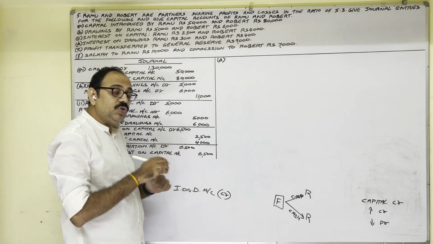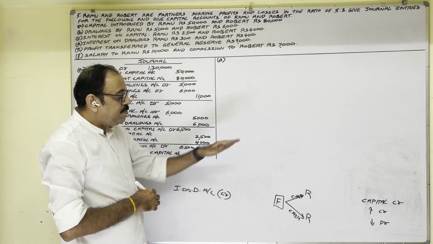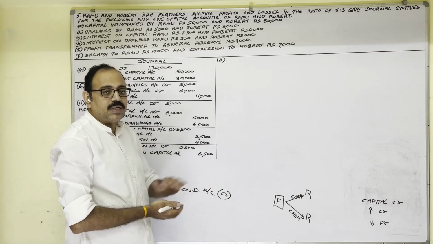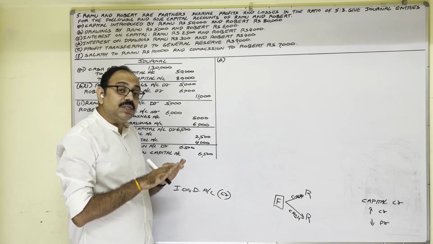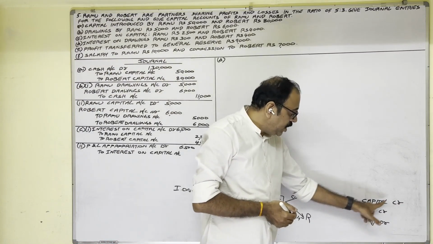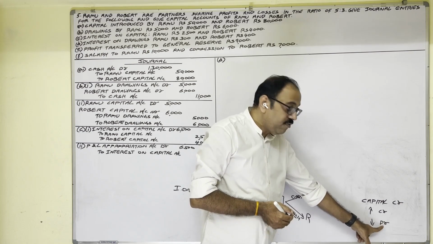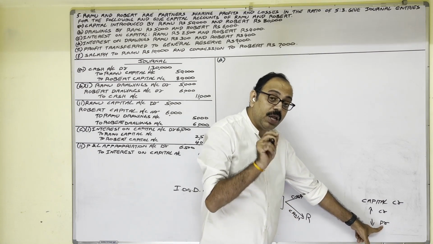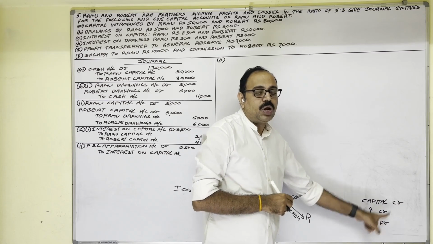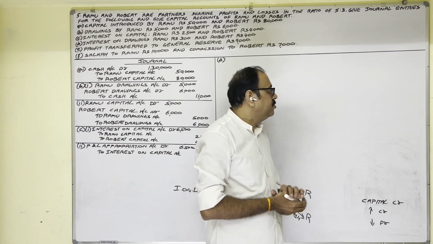Then which accounts should we debit? Interest on drawings from partners' capitals we have to subtract. Then partners' capitals decrease, no? Capital is a liability, it shows a credit balance. If you want to decrease capitals, while writing the journal entry, we have to debit capitals. So Ramu capital account, Robert capital account, we should debit.